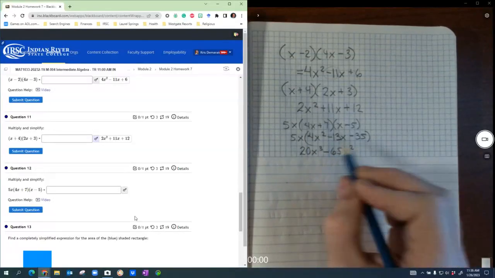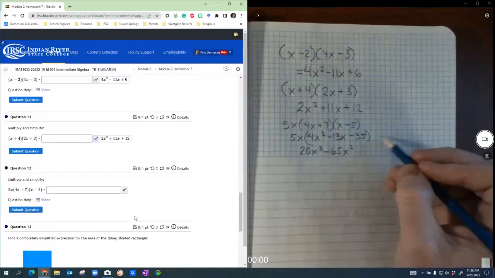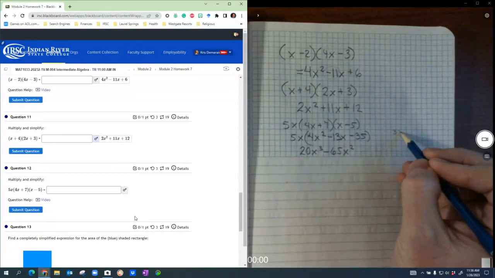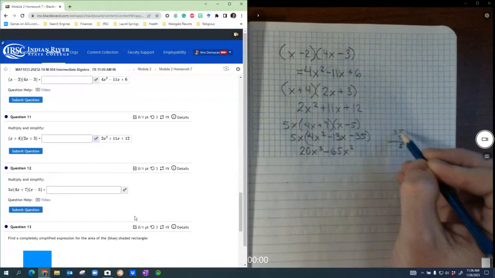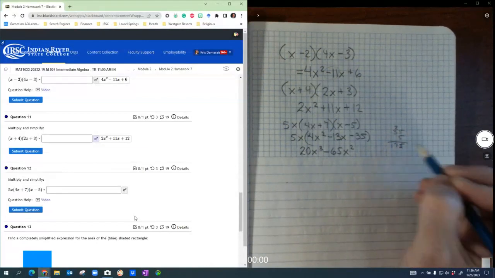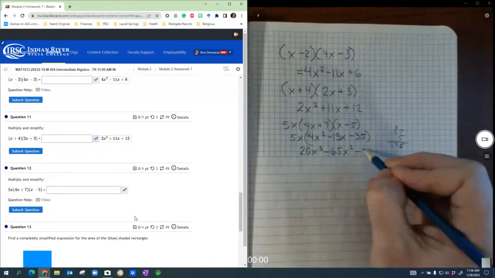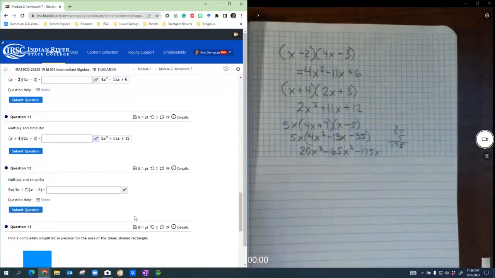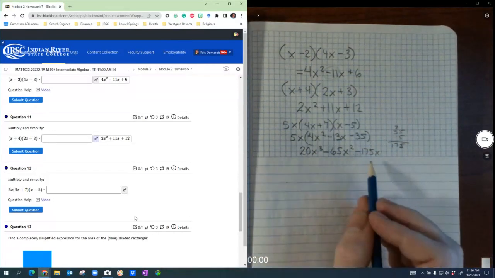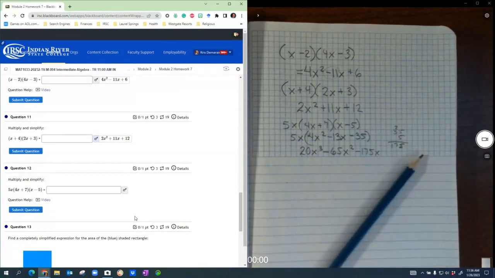65 x squared. And then mentally, I can't really do it too comfortably. I can, but anyway, I'm doing 25. And that's 15 is 17, so it's 175. All right, so I have that, and I'm done. There's my answer.